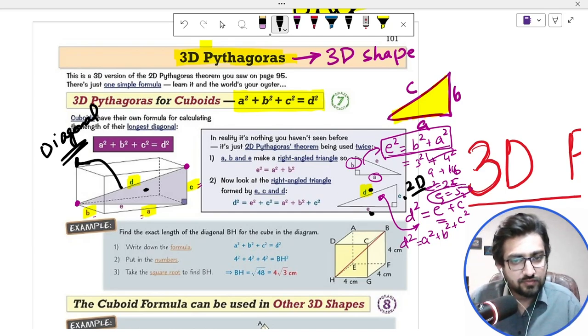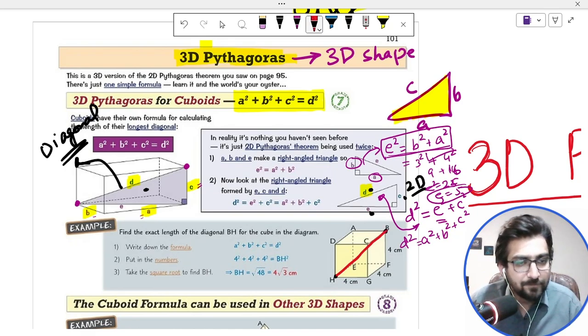Now let's solve a question. Find the exact length of the diagonal BH. That is B, this is H. This is a cube, right? This is a cube, a three-dimensional shape. But actually we want to find out that length. That is the diagonal. We want to find out the diagonal.